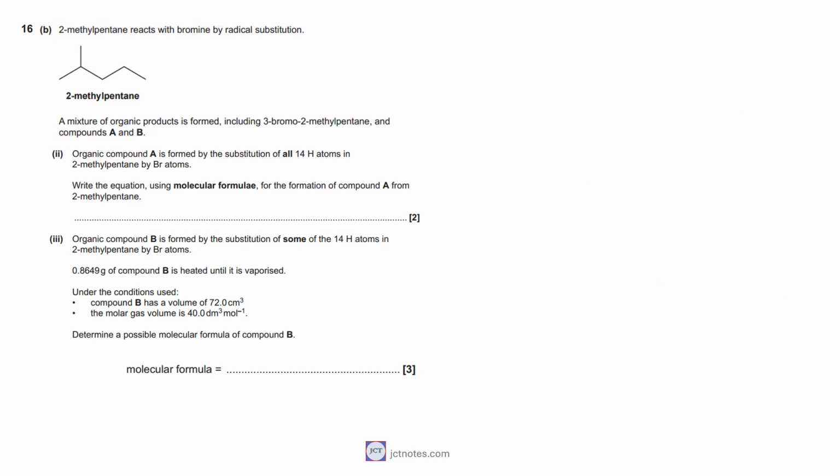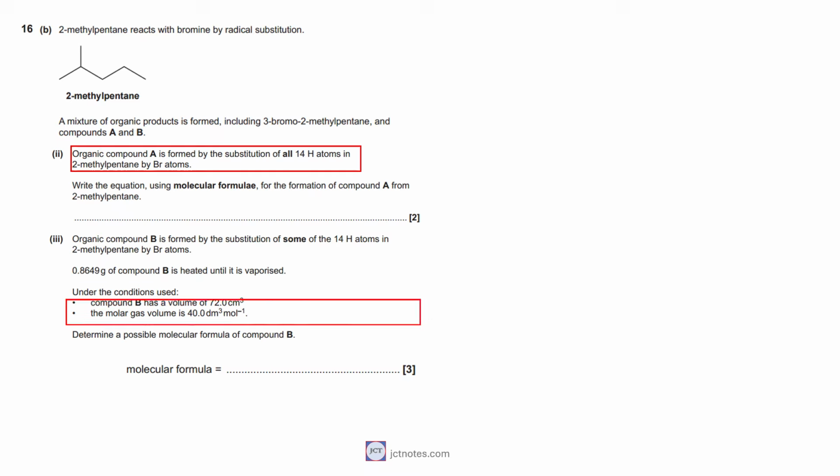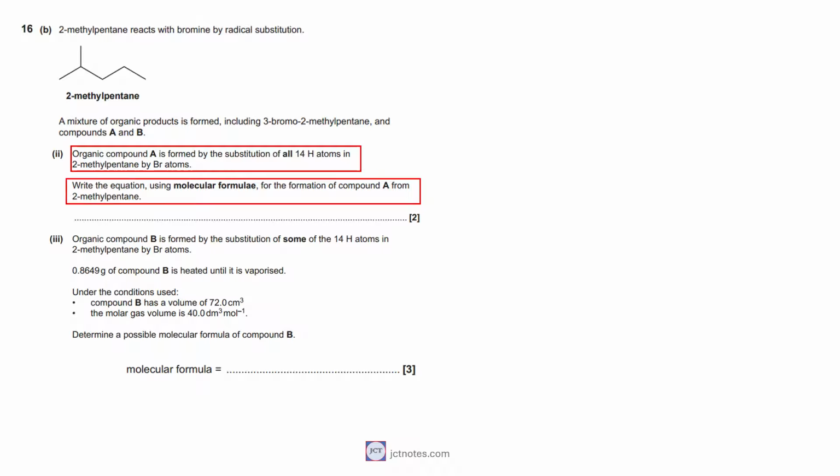The second question of Part B of question 16 says that the organic compound A is formed by the substitution of all 14 hydrogen atoms in 2-methylpentane by bromine atoms. We are asked to write the equation, using molecular formulae, for the formation of compound A from 2-methylpentane. The reaction is straightforward, just bear in mind that the reaction produces hydrobromic acid and not hydrogen.